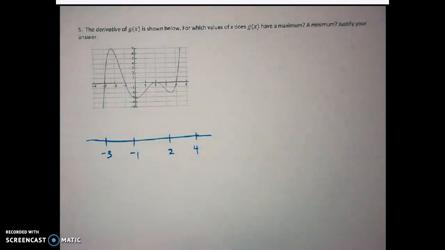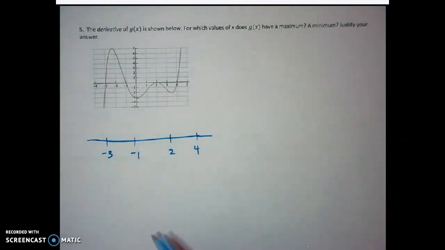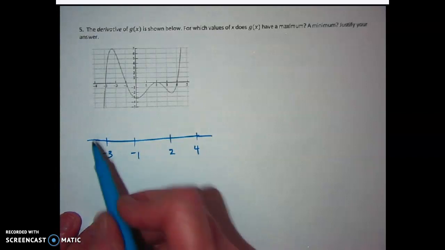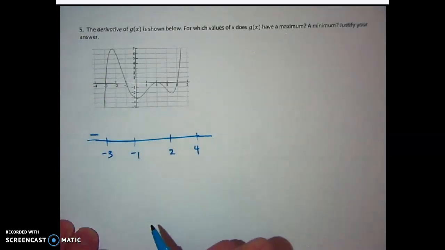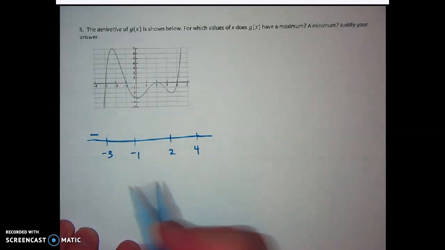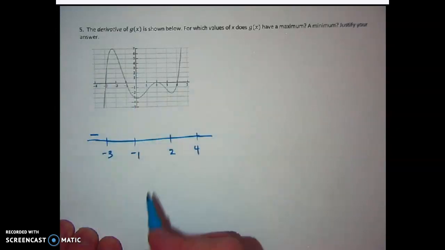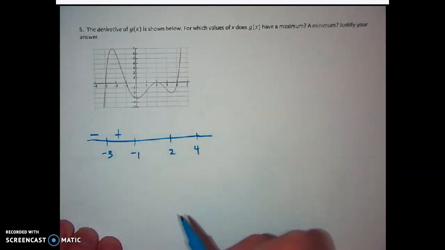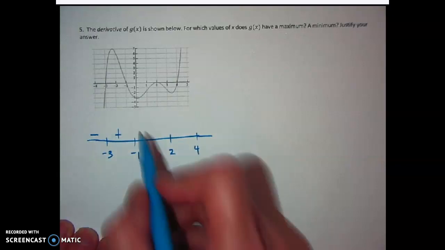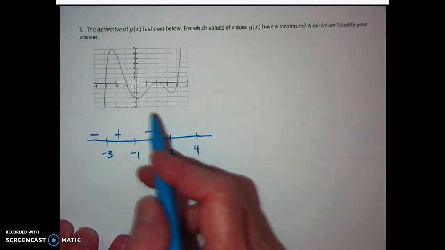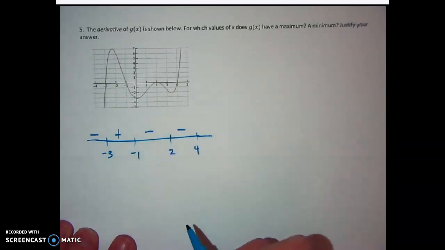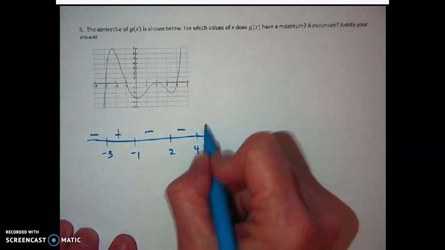Remember, when the first derivative is equal to 0 is going to be when there's a critical value of the function. So now if I'm not even plugging anything in, I can see that on the left side of negative 3, the function is below the x-axis, so it's negative. Between negative 3 and 1, it's above the x-axis, so it's positive. Between negative 1 and 2, the first derivative is below the x-axis, so it's negative. Between 2 and 4, it remains negative. And then after 4, it's positive.